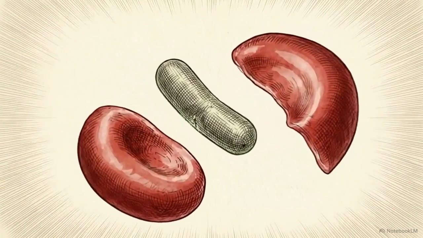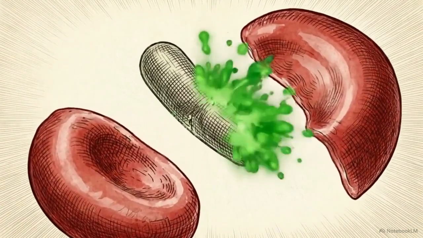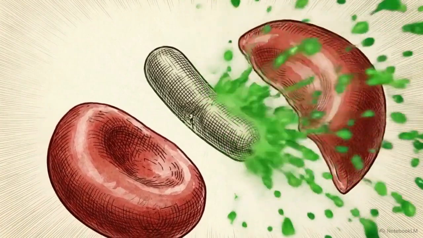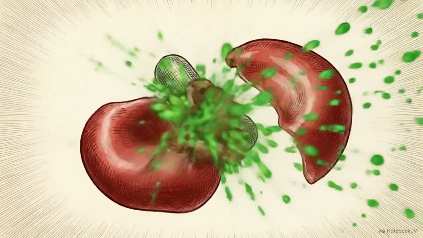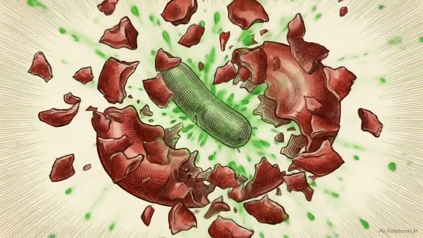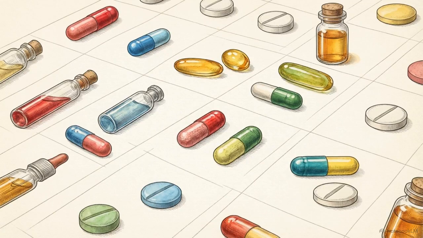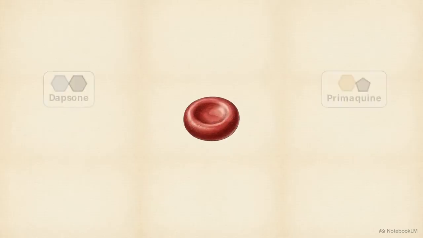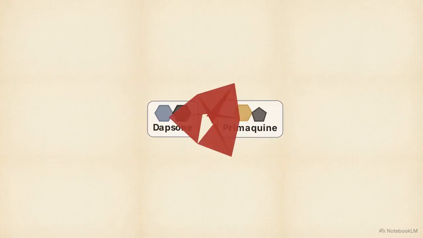Pathogens like malaria, babesiosis, Bartonella, and Clostridium perfringens release endotoxins and exotoxins that compromise the red blood cell in circulation. Specific drugs and toxins provide a second vector by inducing direct oxidative damage. Agents like dapsone and primaquine can trigger rapid hemolysis without involving the immune system.